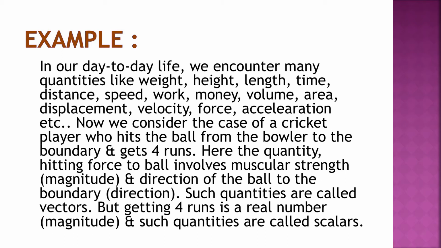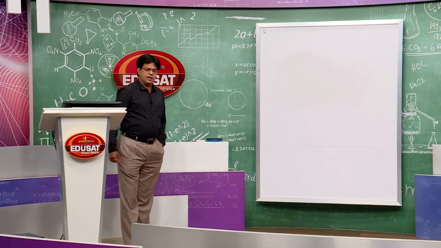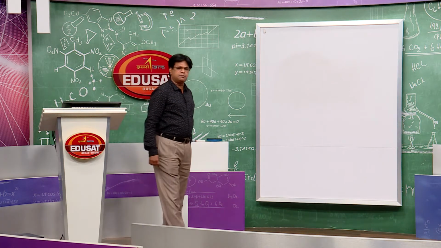Now, we consider the case of a cricket player who hits the ball from the bowler to the boundary and gets 4 runs. Here the quantity, hitting force to the ball, involves muscular strength, that is magnitude, and the direction of the ball to the boundary, that is direction. Such quantities are called vectors, but getting 4 runs is a real number which is a magnitude, and such quantities are called scalars.